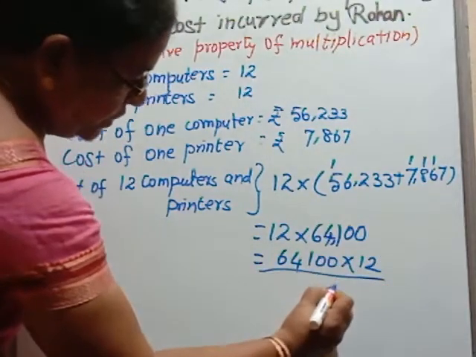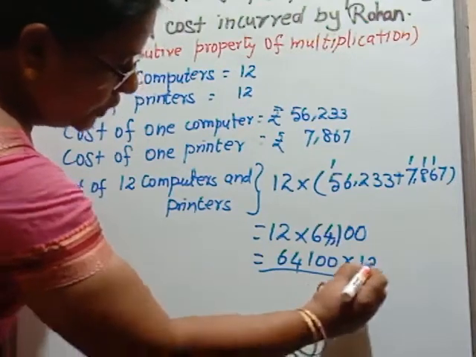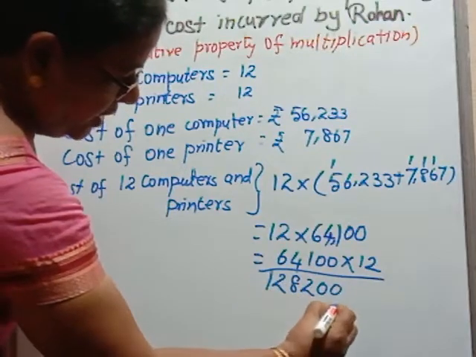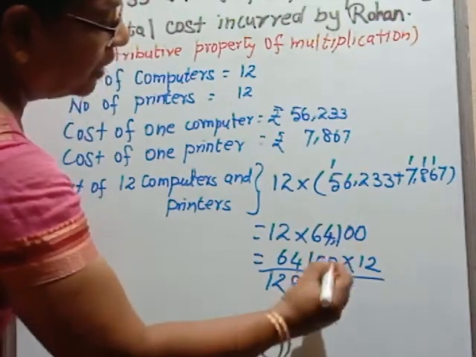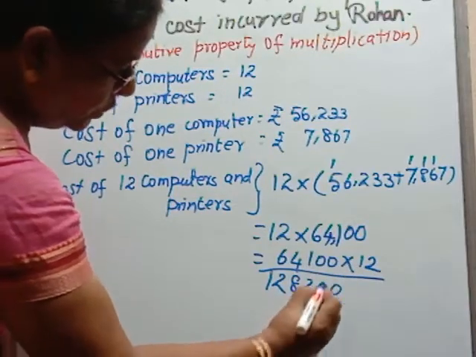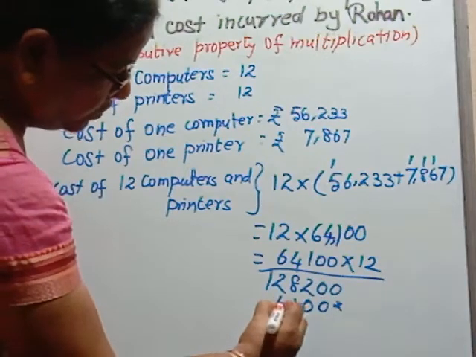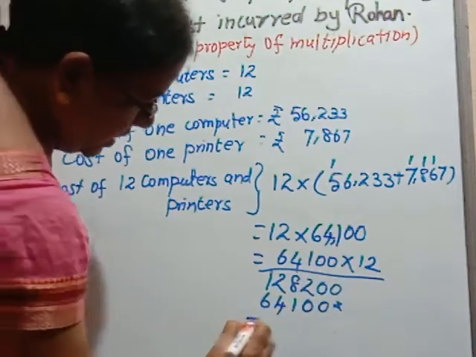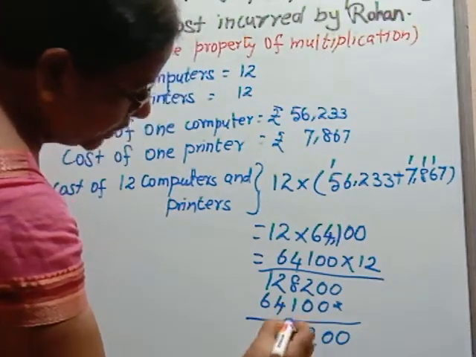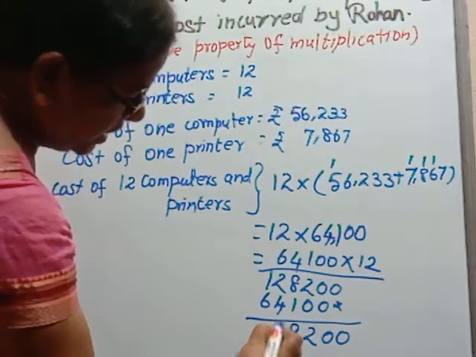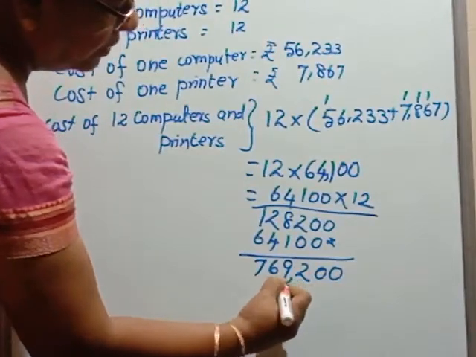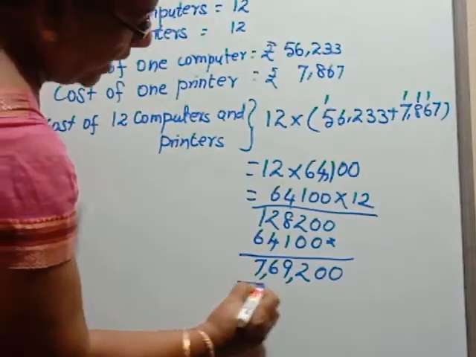So, 0 into 0, 0, 0 into 0, 0, 2 ones are 2, 2 fours are 8, 2 sixes are 12. Now, ones place over, we are going to multiply it by tens. 0 into 1, 0, 1 into 0, 0, 1 one is 1, 1 four is 4, 1 six is 6. Now add it, 0, 0, 2 plus 0, 2, 8 plus 1, 9, 2 plus 4, 6, 1 plus 6, 7. Now ones, tens, hundreds, comma, thousands, ten thousands, comma, lakhs.